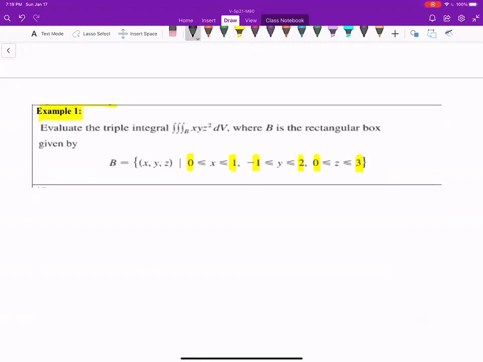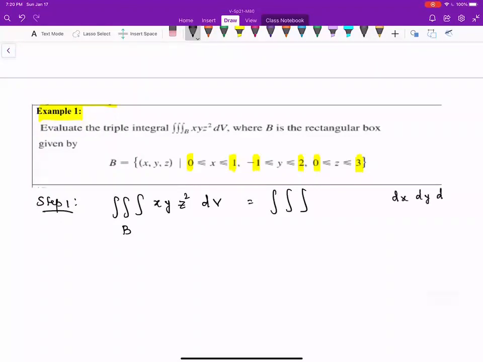So let's try this one. Step 1. Write down the triple integral over the box of x y z square dV, which can be written as a triple integral. Here, the order in which you write dx, dy, dz does not matter because all are going to be definite limits. So x runs from 0 through 1, y runs from -1 to 2, z runs from 0 to 3, as given in the problem. And here it's x y z square.